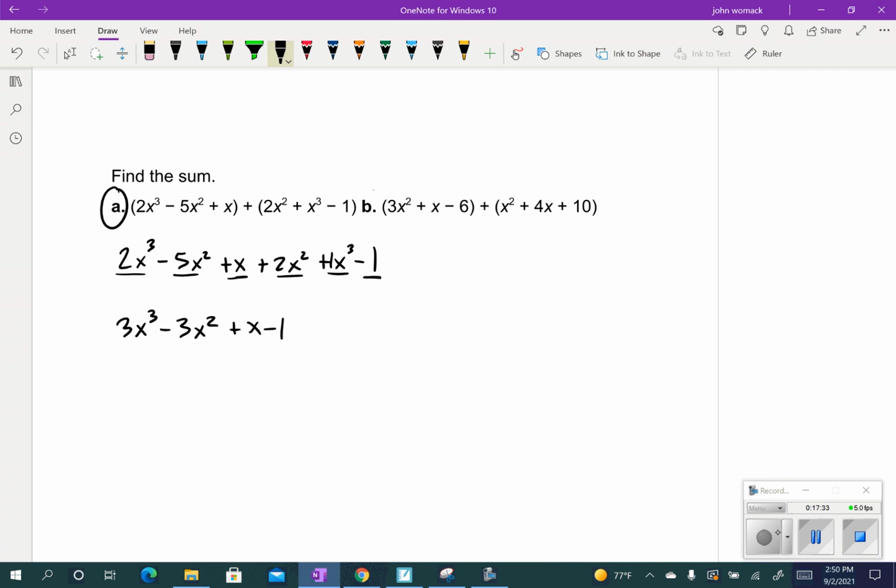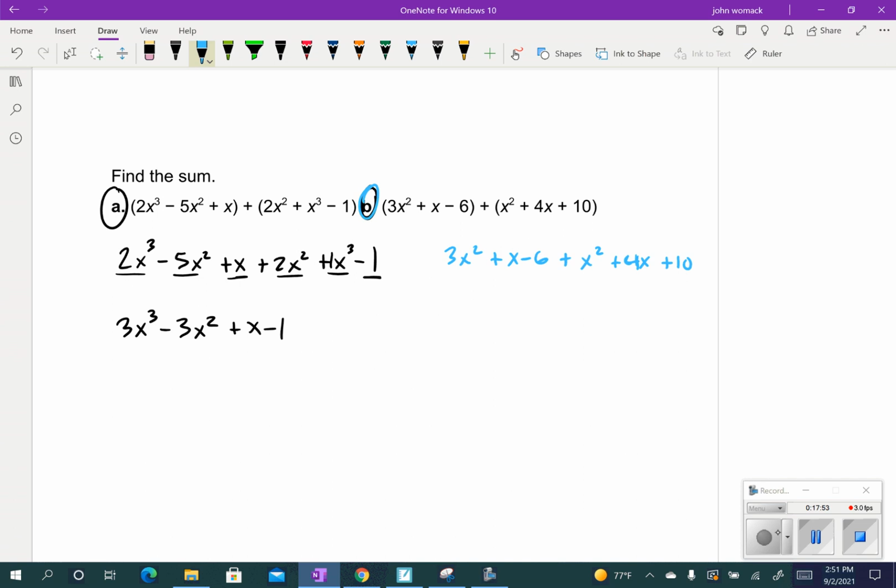Do this example B with me. Let's do a different color. So again, write it without the parentheses. 3x squared plus x minus 6 plus, and nothing changes in that second one. It's just plus x squared plus 4x plus 10.